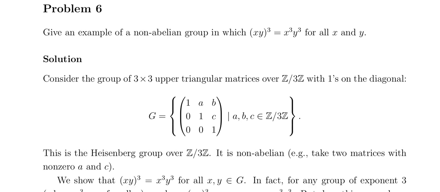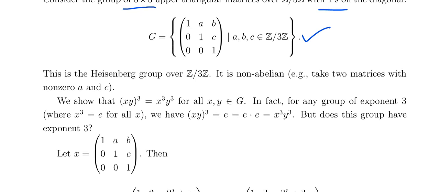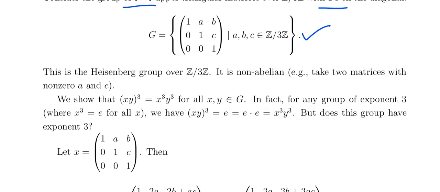This is an example of a non-abelian group in which (xy) cubed equals x cubed times y cubed. That example is the group of 3 by 3 upper triangular matrices over Z3 with ones on the diagonal. This is the Heisenberg group over Z3. It is non-abelian, and (xy) cubed equals x cubed y cubed.